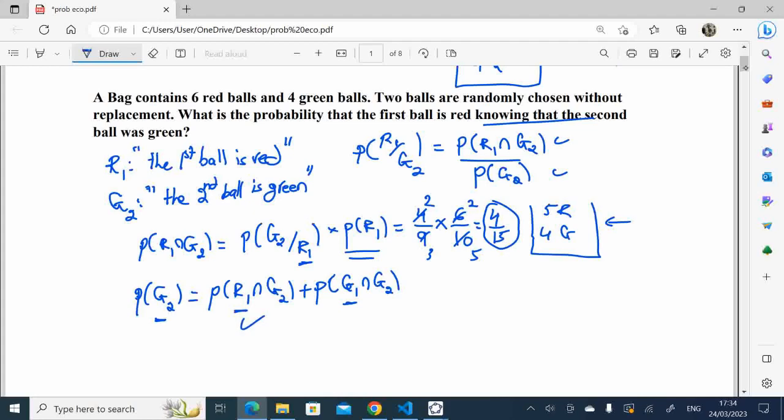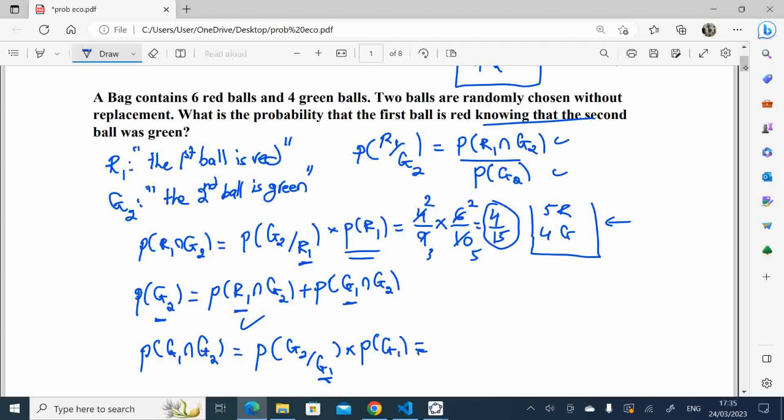Now what remains is to find P of G1 intersection G2. In the same way as we calculated P of R1 intersection G2, we are going to calculate P of G1 intersection G2. Again, what happens first is selecting the first ball. So I need to write this as P of G2 knowing G1 times P of G1. Always what happens first should be in here.